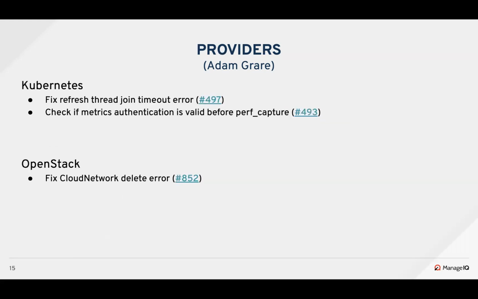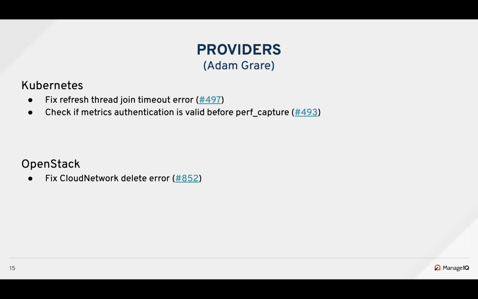For Kubernetes, Joe fixed a refresh thread error where the join timeout value was a duration and it had to be a float. This was causing errors on Ruby 3. It was working on 2.7 and fixed on 3.1, but we're on 3, so we have to fix that. So that was a nice fix there.